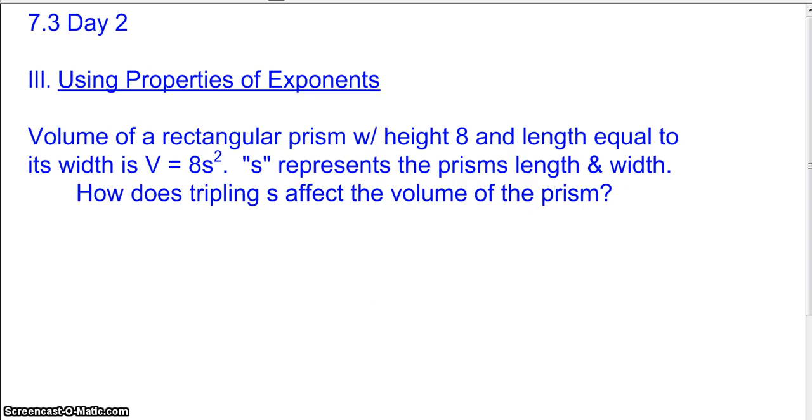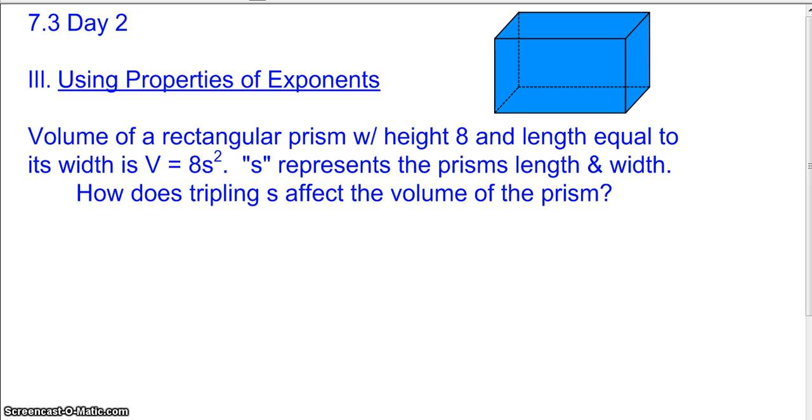Okay? So today we are going to just kind of use this a little bit and also talk about square roots, because the inverse of exponents is taking roots. Okay? So take this down and then come back and we'll talk about it. Okay, so I have found a rectangular prism.